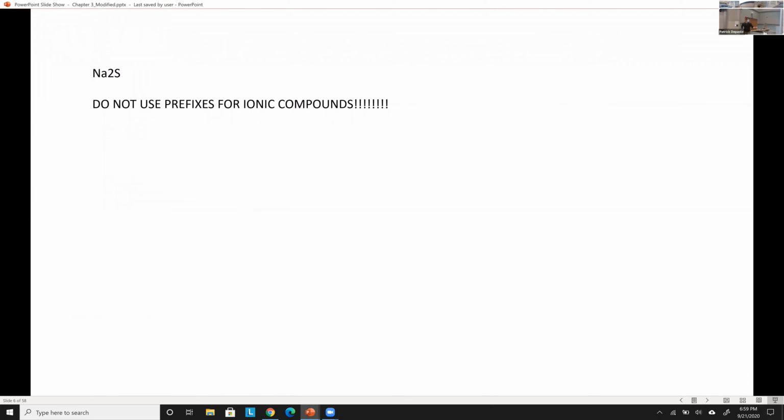Na sub 2, then it's Na sub 2S. Sodium sulfide. Good. It would be 2. So each Na is +1. There's 2 of them. And then sulfide is -2, so there'd be only 1 of them. 2 sodiums to 1 sulfide makes sodium sulfide. Good job.